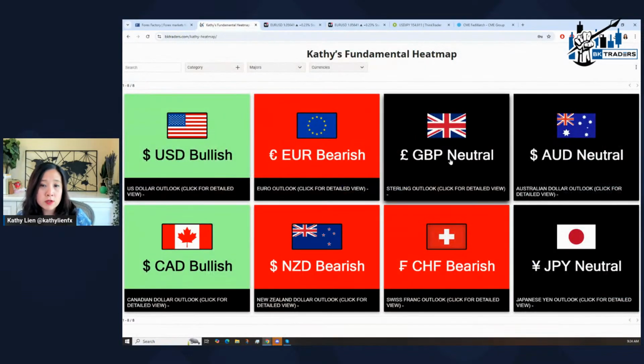Okay, British pound. I'm neutral British pound. This is actually an important week for the British pound. We have UK inflation data. We have UK PMIs, both of which are very, very important. And the market right now does not expect the Bank of England to cut interest rates at their next meeting. But the inflation data and the retail sales data and the PMIs are going to play a very big role in their decision.